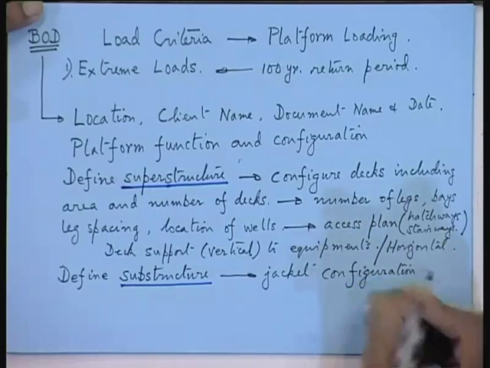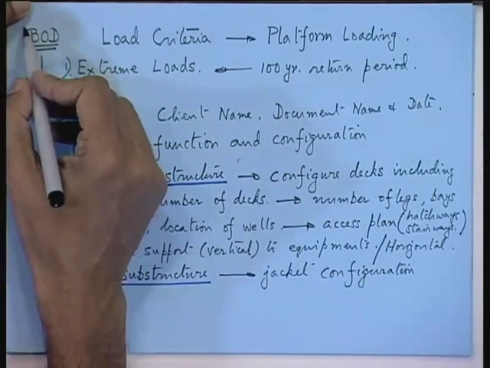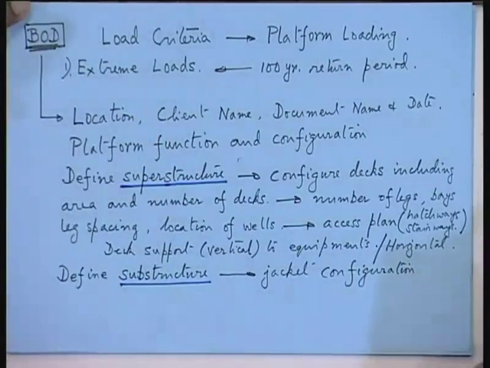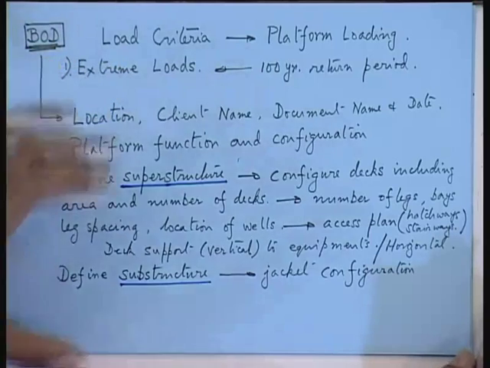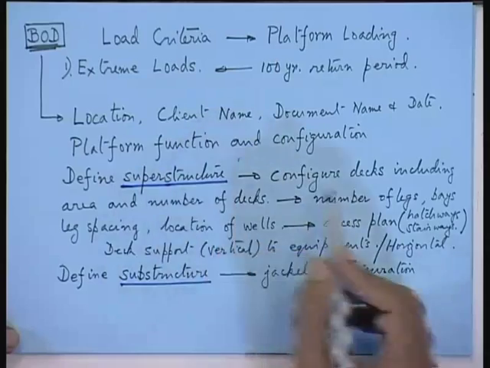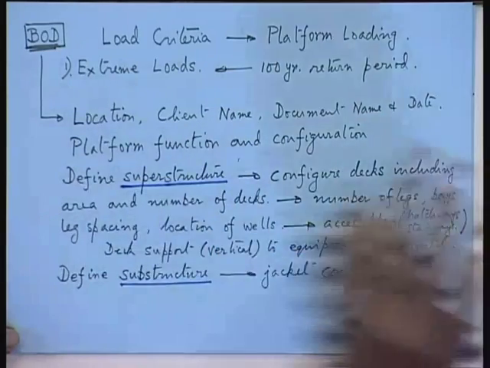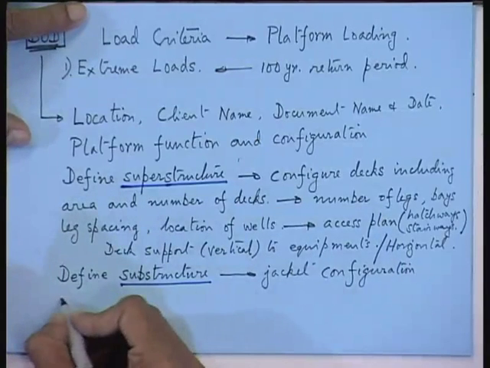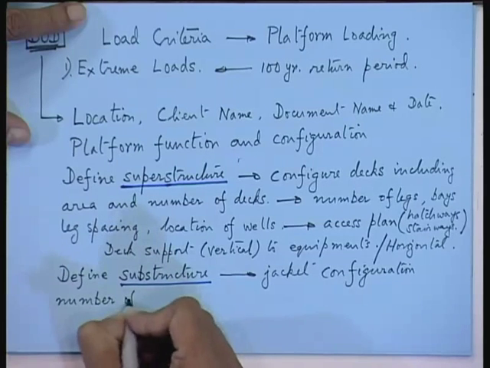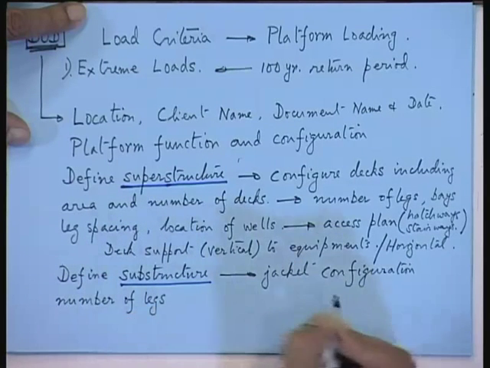Now this is all part of your BOD, remember that, or basis of design, with which you are convincing the client at this stage. The client is being convinced. Now here you have to tell him the detail about the superstructure. You have already told about how your decks and all these things you have done. Then you come to the jacket configuration, where you have to tell him about the number of legs. Legs are essentially your columns.